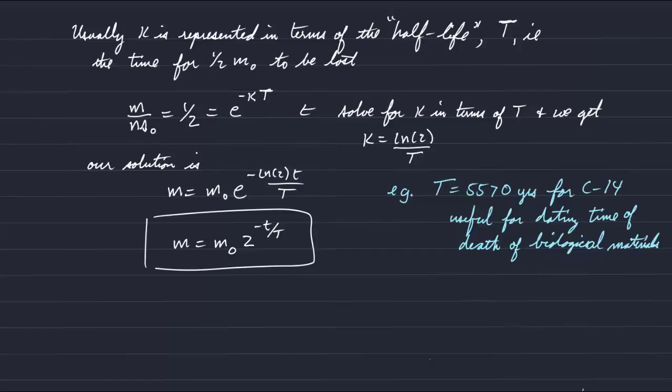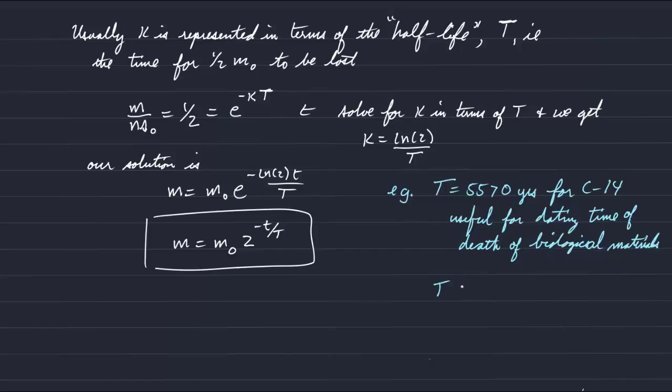And it's continually being replenished when it's alive, because it's continuously interacting with the atmosphere. But once it dies, there's no more carbon-14 being supplied to its body. And so with time, that carbon-14 decays, and using this equation, we can date the time of death, that is the time at which carbon-14 ceased to be supplied into its biological material.